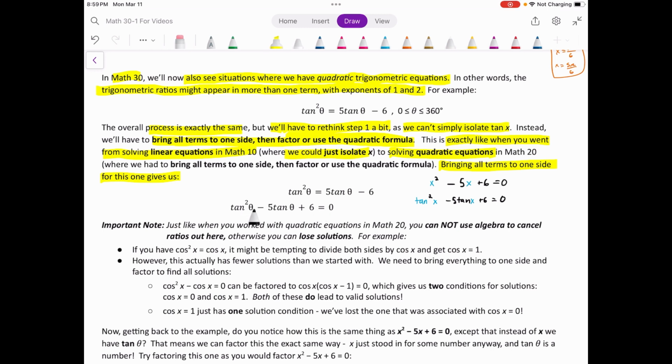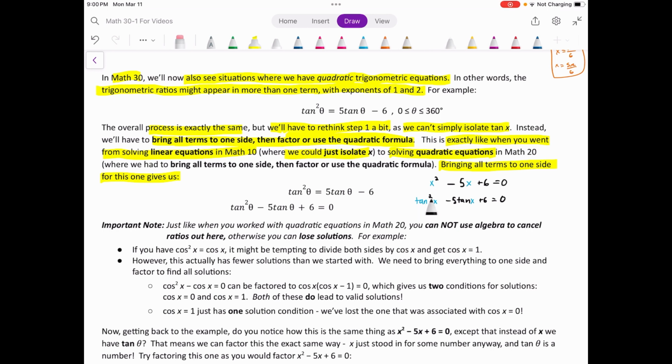Tan theta is just a number, right? It's just some ratio. What did x stand in for? Just some number that we didn't know yet, right? So this is the exact same process and thought behind it as this one, right?